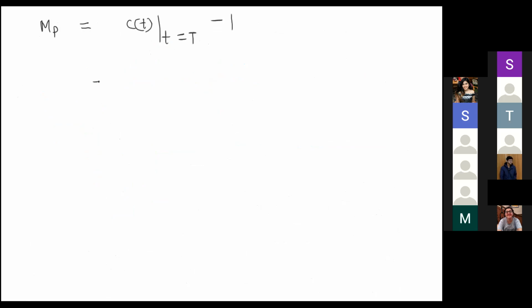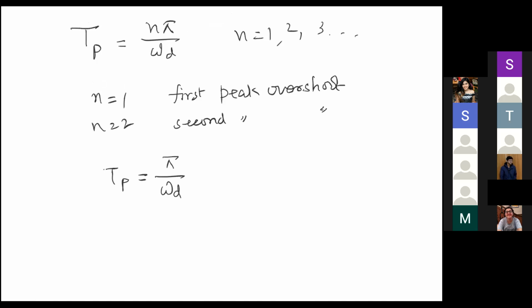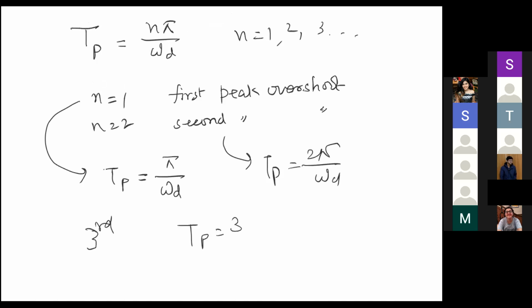So what is c(t)? Sir, can you show the previous slide? Yes. This is corresponding to this one. For the second overshoot, Tp comes out to be 2 pi by omega d. For the third overshoot, Tp is 3 pi by omega d. And you know that omega d is nothing but omega n under root of 1 minus zeta square. Clear? Yes, sir.